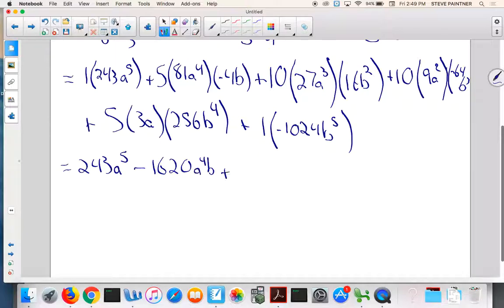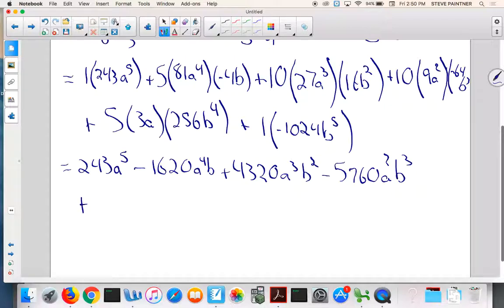So plus, for the next term, just multiplying all these numbers together, 27 times 10 times 16, 4320 a cubed b squared. Minus, for the next term, we got that negative 64. 5760 a squared b cubed.